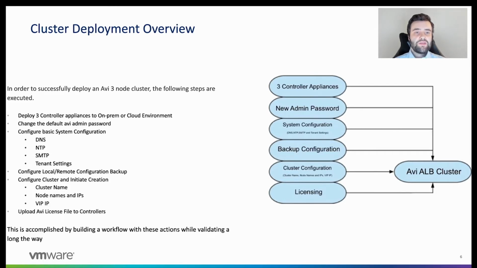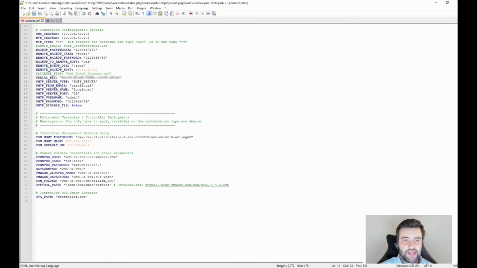Finally, once the cluster is configured, the last step is to upload our license file using the AVI module AVI API session. These steps are very high level, but they illustrate the actions required for us to successfully deploy an AVI cluster. Now, let's set up our environment. Let's take a look at the variable input YAML file and validate that our desired configuration is set up.